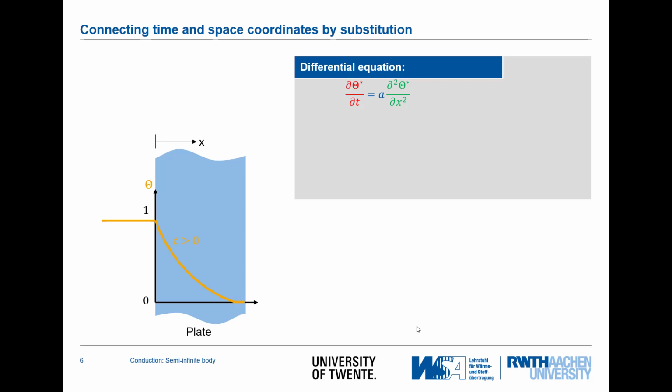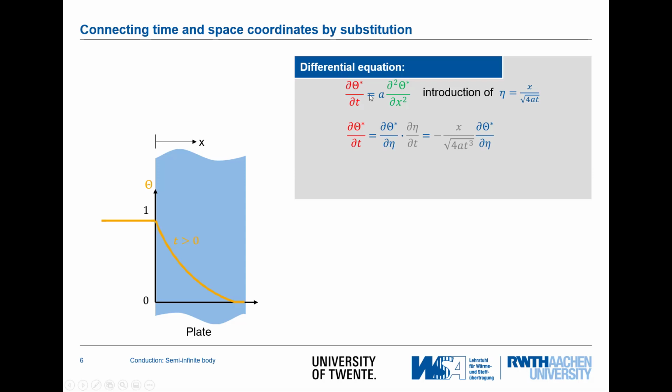Now, how can we connect the two coordinates? We have one spatial coordinate and we have a temporal coordinate. And now we use a way to give a new parameter. We introduce the parameter eta, which connects the spatial parameter x with the temporal parameter t. And with this definition of eta, we are able to transform this differential equation, which has two different coordinates, to a differential equation only depending on eta.